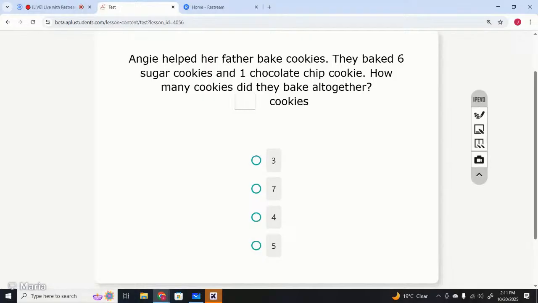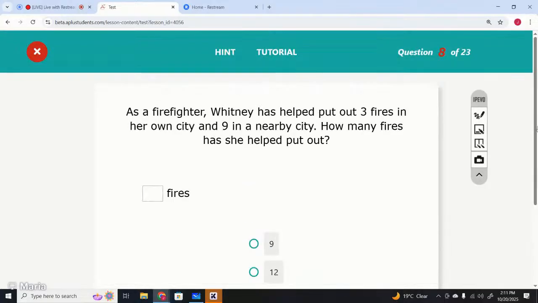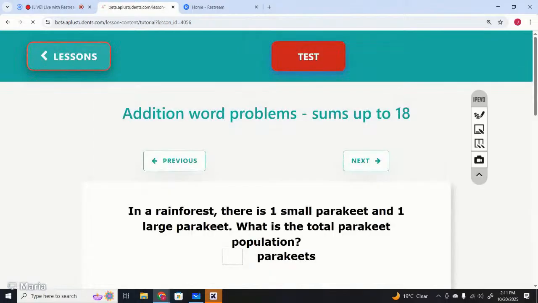Angie helped her father bake cookies. They baked 6 sugar cookies and 1 chocolate chip cookie. How many cookies did they bake all together? So which is the correct option? That is 7. Option number 2 is the correct option. Okay, you can complete the lesson by yourself later. Let me just move on to the next lesson.